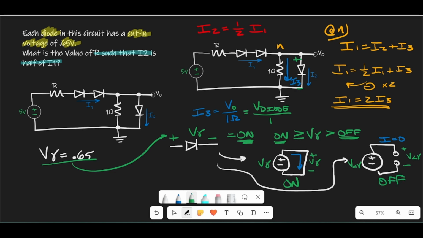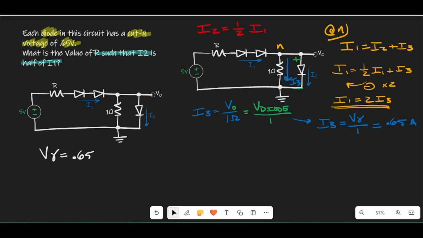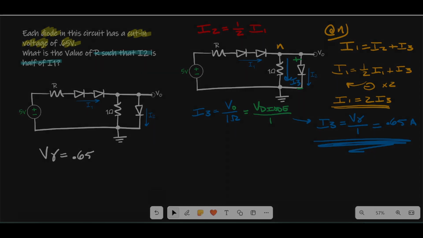Now, back to the 1 ohm resistor. The circuit has 5 volts powering it. We are going to assume that's more than enough to turn all 3 diodes on. The voltage on the diode and the 1 ohm is the turn-on voltage because they are in parallel. 0.65 volts and the current, I3, is 0.65 amps. Yes guys, once you get it, it's that easy.